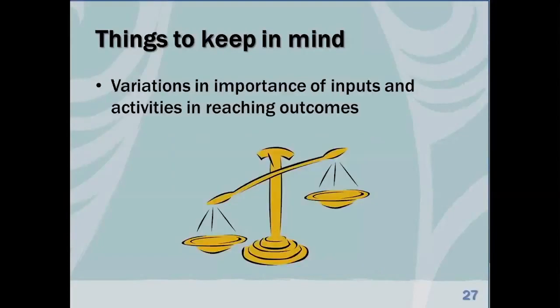Next, we have that variations in the importance of the inputs and activities aren't really obvious in some logic models, because all of them are in the same size box, all of them are in the same font and so forth. So think about that. If there's one really key component of your program, one activity that really outshines all the others, you might want to figure out a way of highlighting that more. Otherwise, everything will look like it's weighted equally.